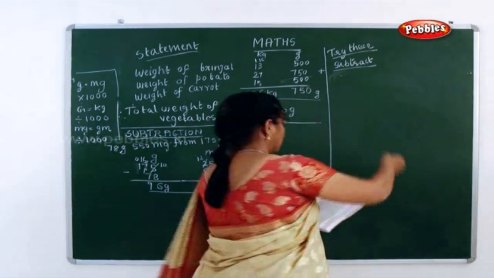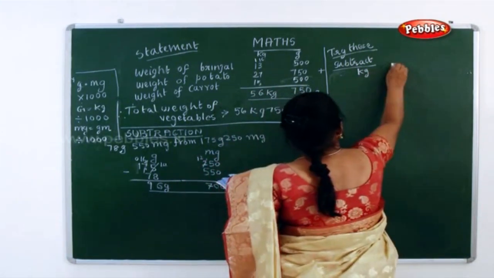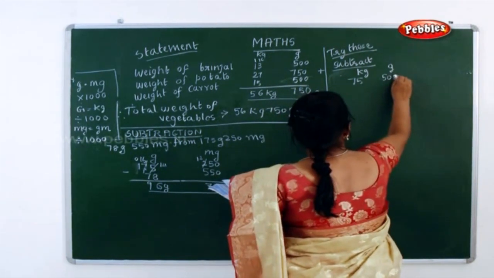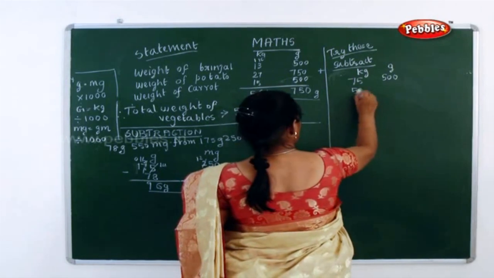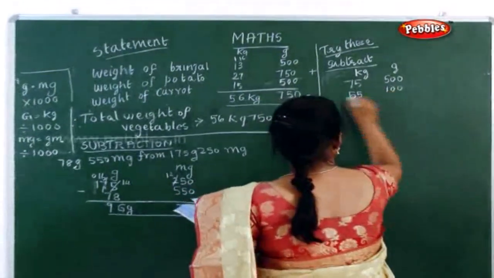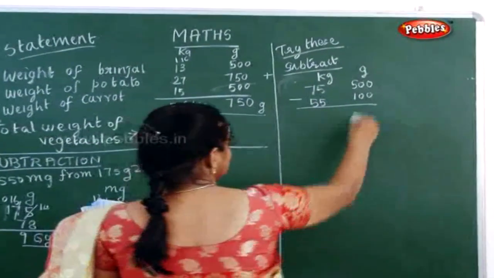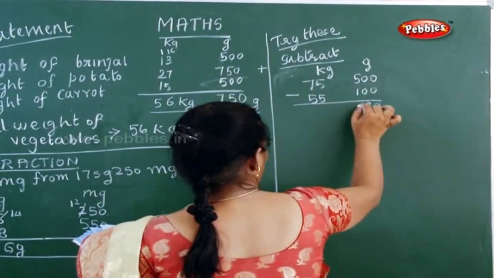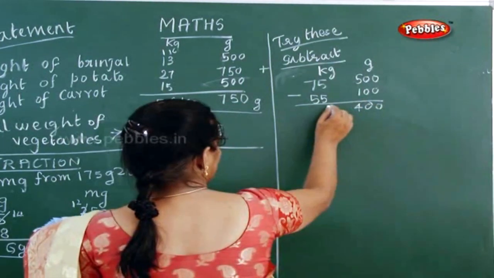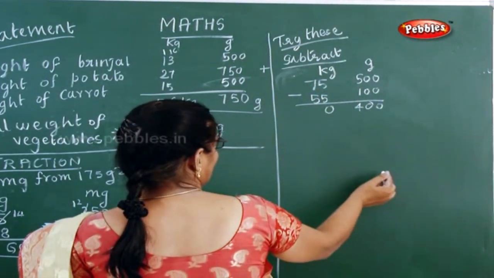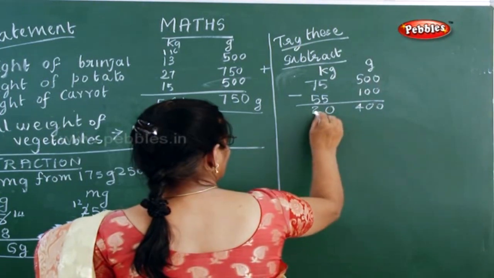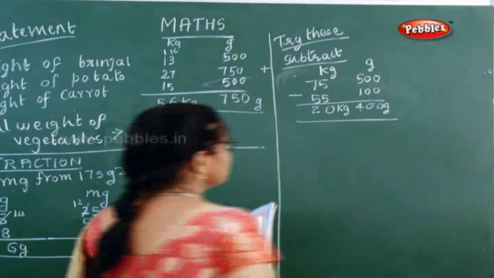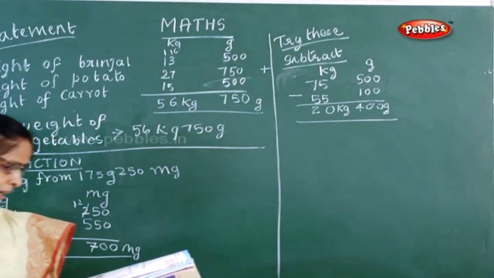Now what do you have to write immediately? You have to write kg, gram. Now 75 kg, 500 gram. Now what do you have to minus? 55 kg, 100 gram. Minus. So immediately 0 minus 0, 0. 0 minus 0, 0. 5 minus 4, 1. 5 minus 5, 0. 7 minus 5, what is it? 2. So here you have to write kg, here you have to write gram. Is it clear? 20 kg and 400 gram.